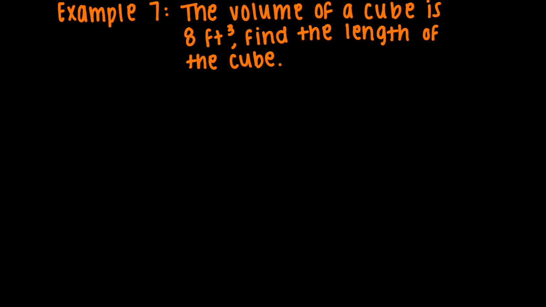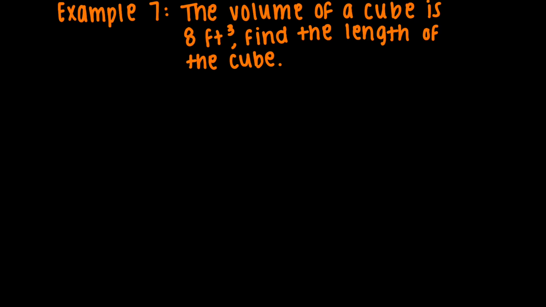Alright, so I told you example 7 and 8, they're word problems, but we're working backwards. So in these ones, I'm giving you the volume, I'm giving you some sort of measurement, and I'm asking you to find one of the missing variables. So here, the volume of a cube is 8 feet cubed. Find the length of the cube. And of course, by length, I mean the length of the edge of one of the faces.